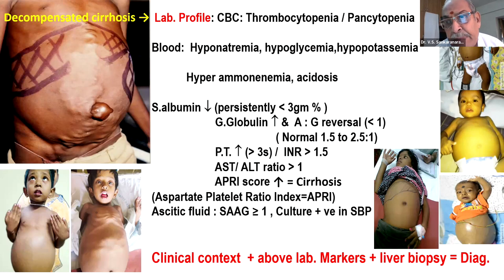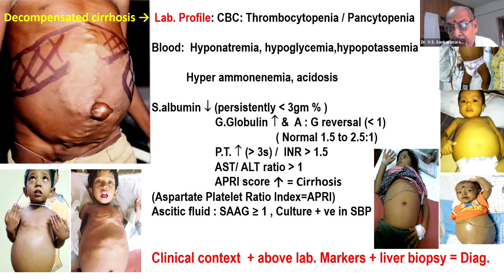Associated electrolyte imbalance may occur. Ammonia may be high. Serum albumin may be low, but other extrahepatic conditions can also cause this, like nephrotic syndrome, hyperproteinemia, protein-losing enteropathy, etc. But the most important, AG reversal, less than 1, is significant of cirrhosis.